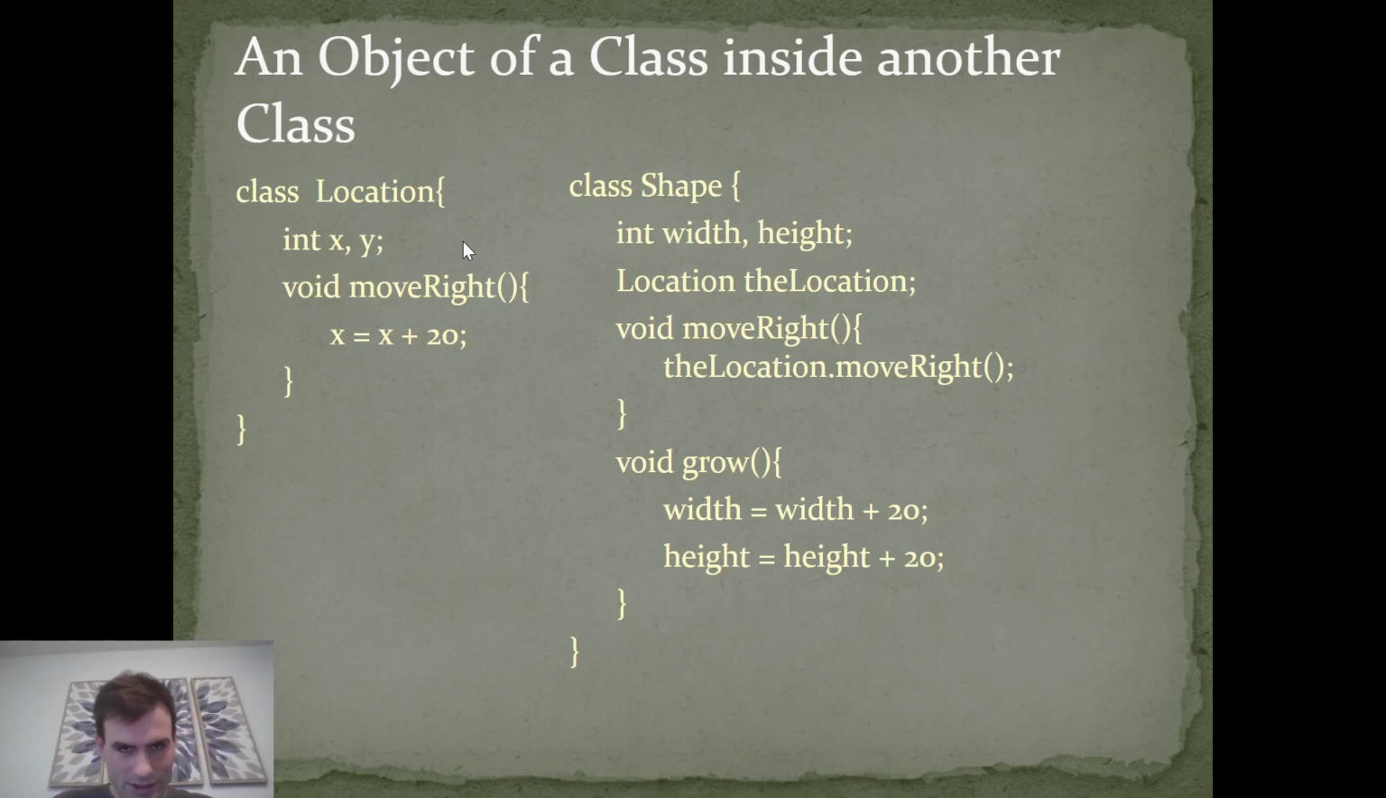Now, we've already declared that class, but we have another class over here, class Shape. So right here we just did int width and height, and then the location. We have the void move right. This location thing right here is using this class that we've already created, Location. We have the move right, which takes the location that we're using for this shape and moves it right. And grow is the exact same thing because that's just declared straight inside the shape.